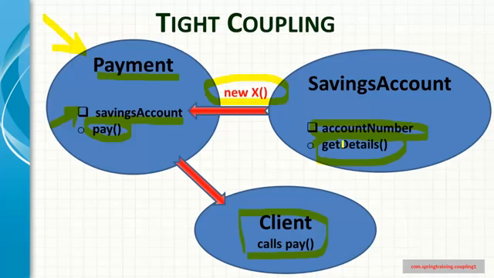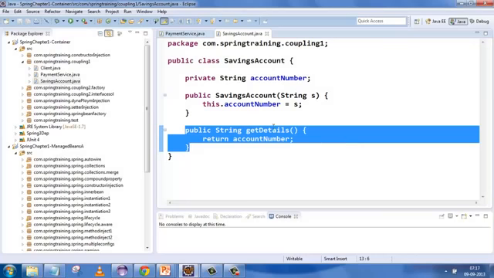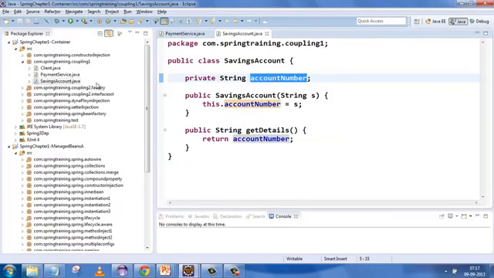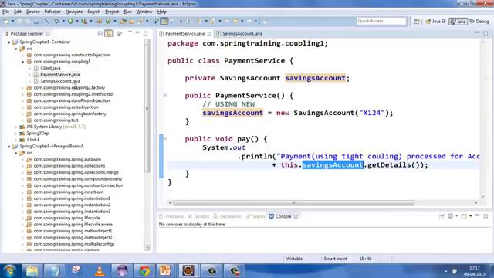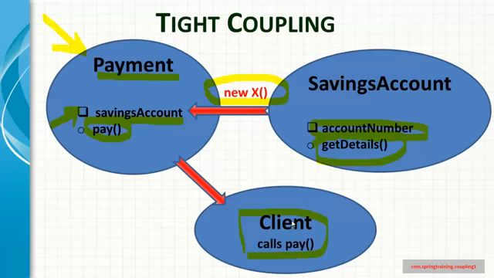So we have the getDetails method and account number. We have payment service, which has the pay method and saving account as instance variable, and ultimately we have the client which is calling pay. So we need to understand this use case carefully, because I will be using this use case for quite a lot of things. It's very simple.